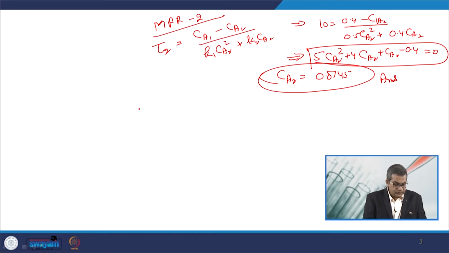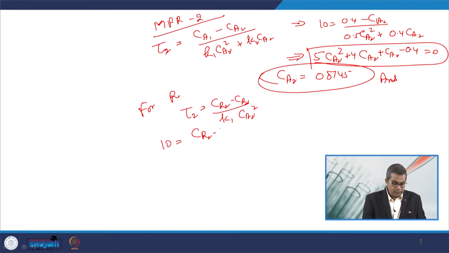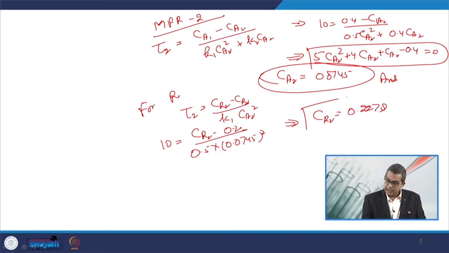Now for R, we have tau 2 is equal to (Cr2 minus Cr1) upon K1 Ca2, and if we substitute the values, 10 is equal to (Cr2 minus 0.2) upon 0.5 into 0.0745, and that is Cr2 is equal to 0.2278. That is my answer number 2.